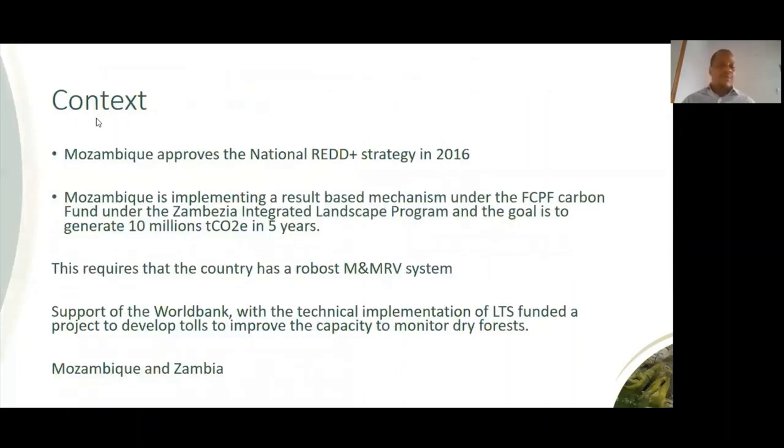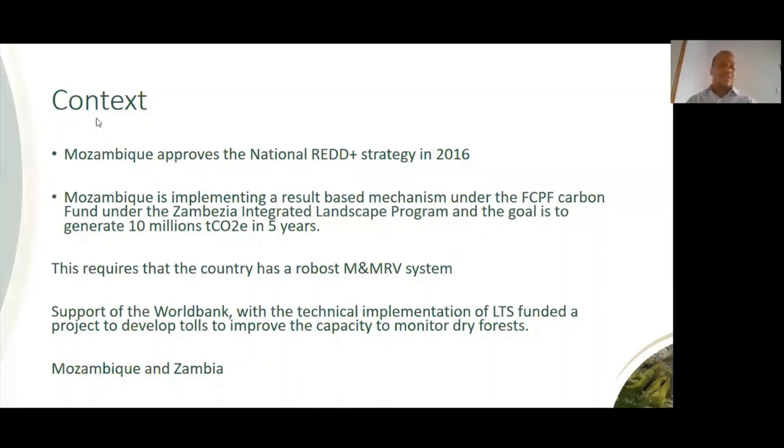Well, where we are in terms of strategic and policy terms. Mozambique approved the National REDD+ Strategy in 2016 and currently is implementing the first result-based mechanism to reduce deforestation in Zambezia province, which aims to generate 10 million tons of emission reductions in 5 years. So with these two events happening, the country requires a robust MRV system that allows it to monitor annually the events of deforestation and forest degradation.